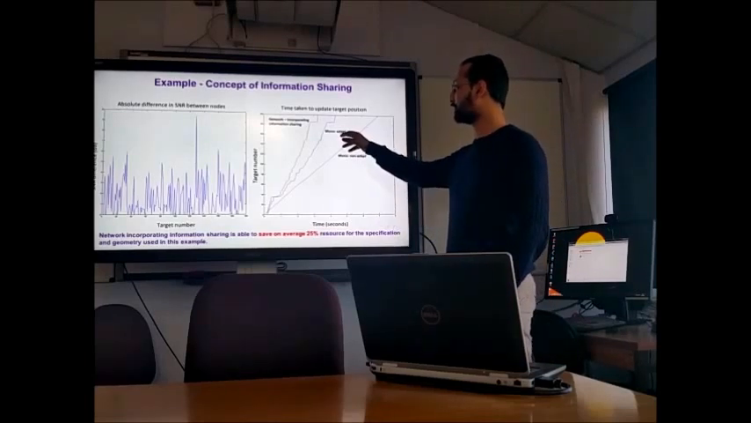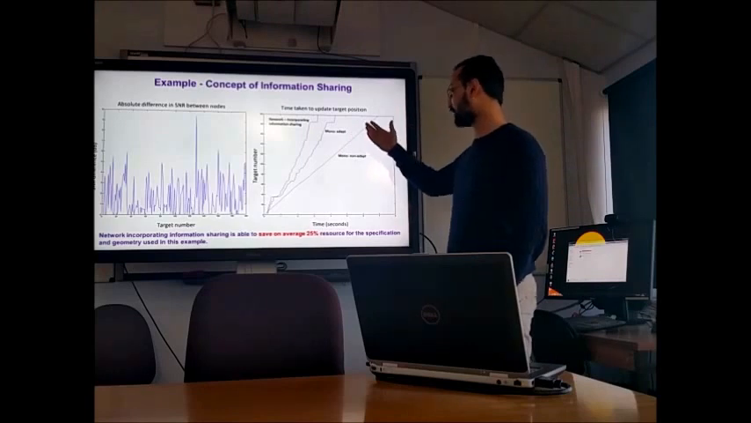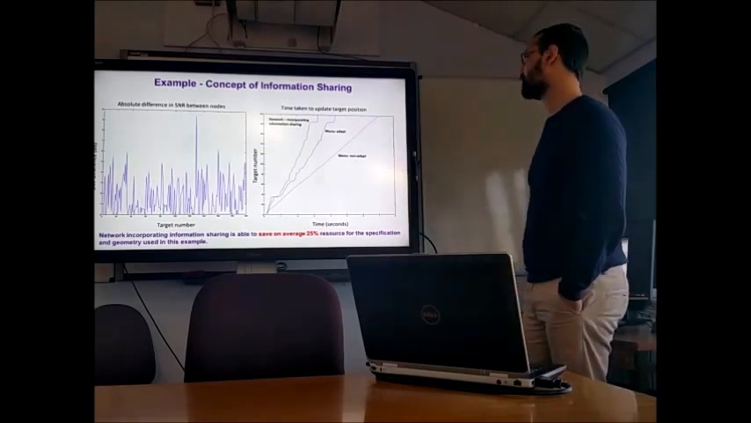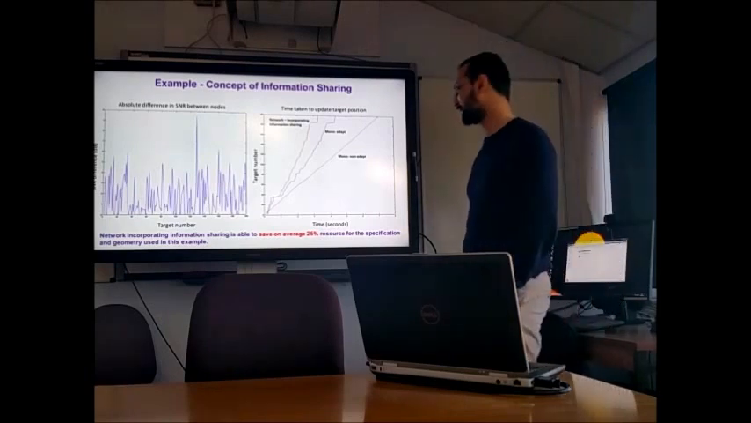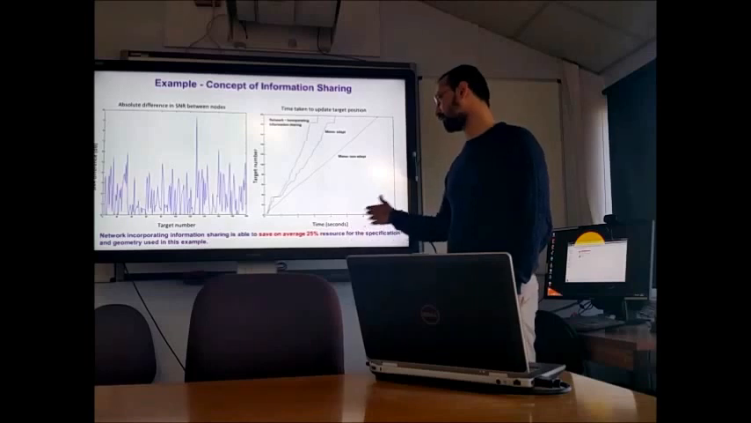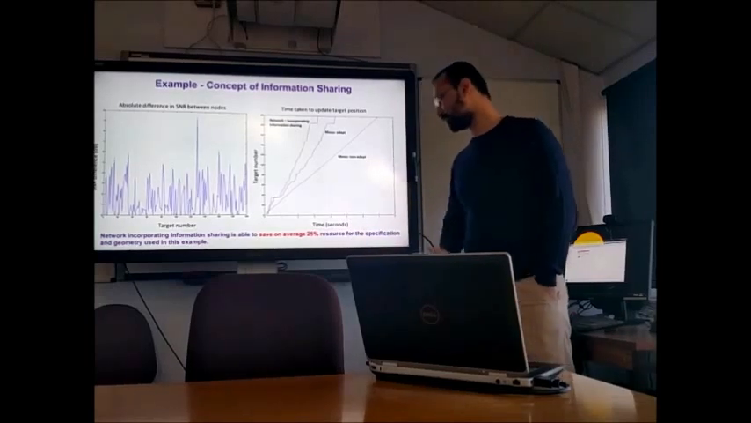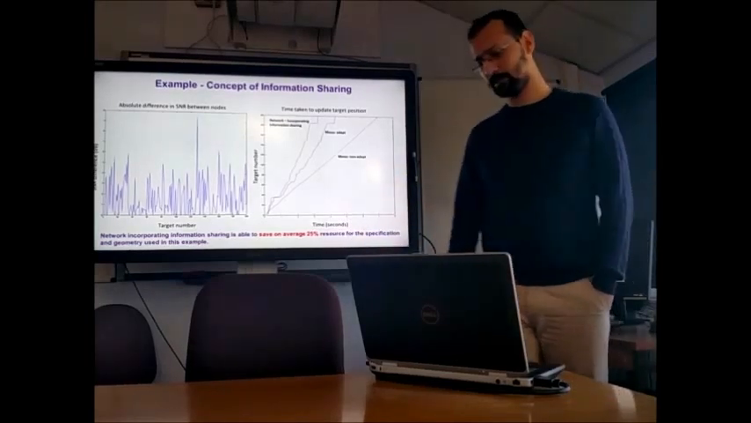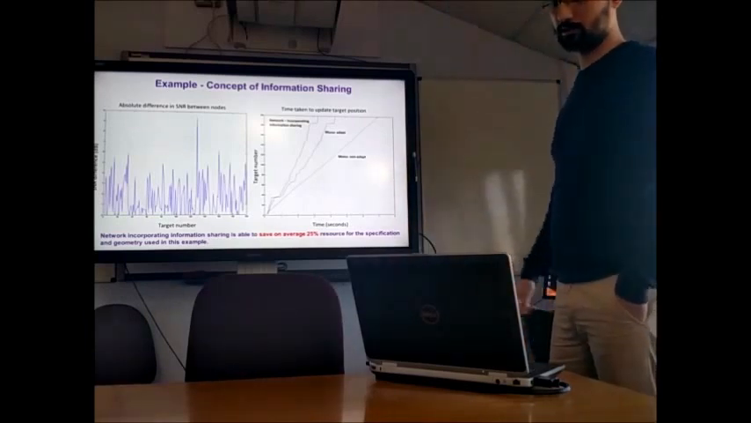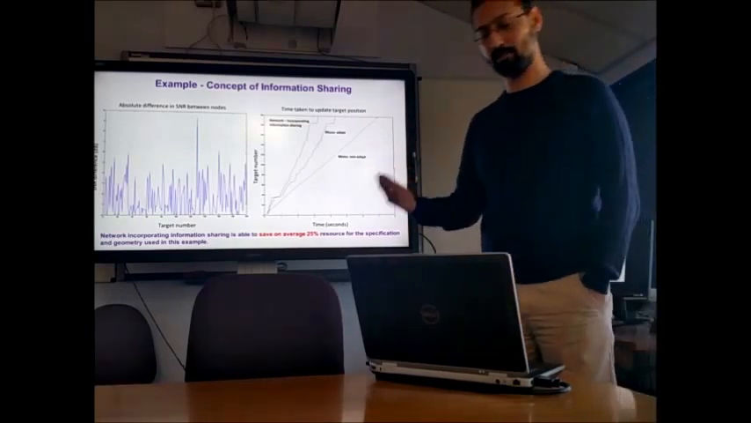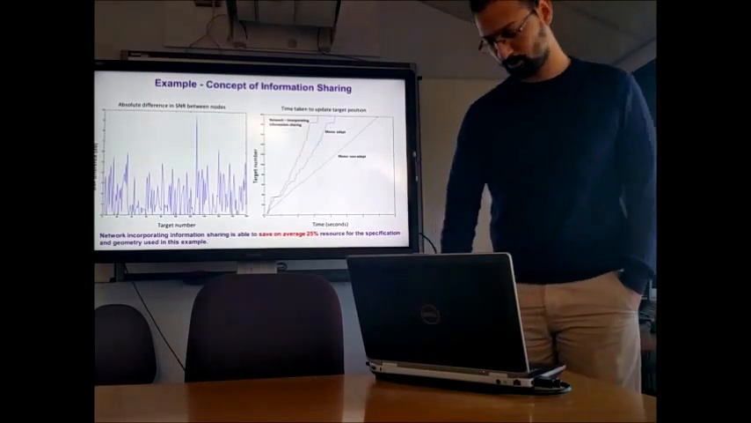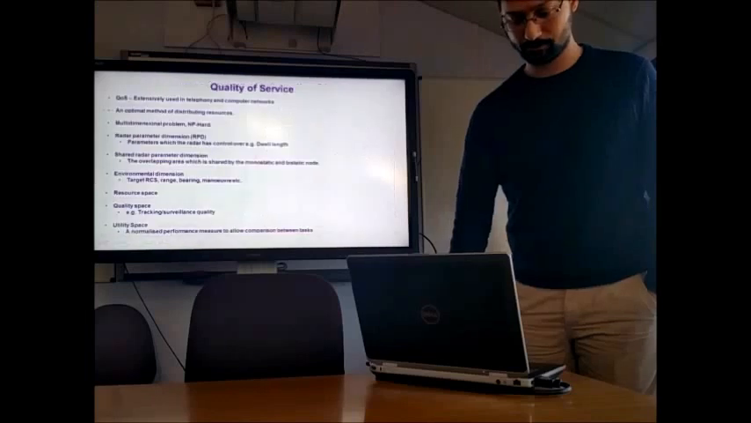The monostatic on its own, with ability to adapt, takes roughly 4.3 seconds, but the network incorporating information sharing takes only 3.2 seconds. So what we can conclude from this is that we can save on average around 25% resources for the specification geometry used. And I think this is strong enough results for us to say, hey, this is a viable idea to look into with a lot more realistic assumptions.